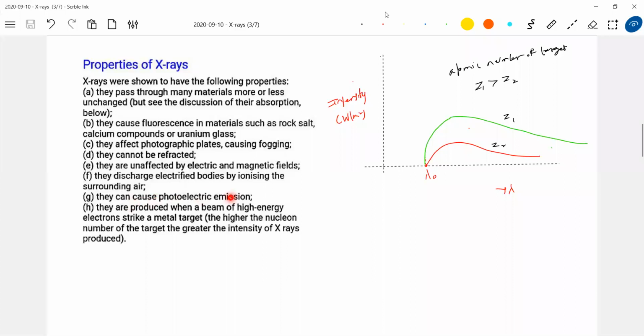They can cause photoelectric emission. If these X-rays are incident on a metal, they will in turn produce photoelectrons. They are produced when a beam of high energy electrons... okay, this we have already discussed. Again, soft X-rays, hard X-rays, then high intensity X-rays, low intensity X-rays, and how to generate them, we have discussed that. This is the overall picture of continuous X-rays.